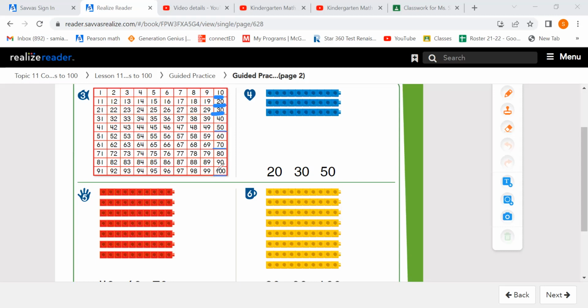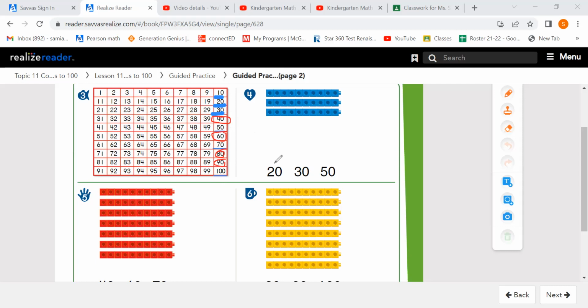So now you're going to circle the missing numbers from that pattern. We said 10, 20, 30, 50, 70, and 100. Which are the missing numbers? So you're going to circle them. The missing numbers would be 40, 60. These are the numbers that I did not say. 80 and 90. So you would circle those missing numbers.